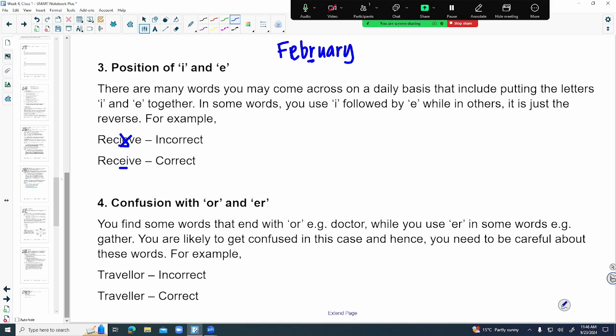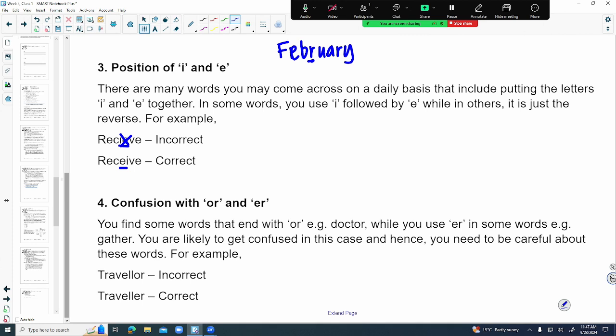So there is a rule that I learned when I was in elementary school. I before E except after C. Or when pronounced like A as in neighbor and way. Okay, so that's what I learned.